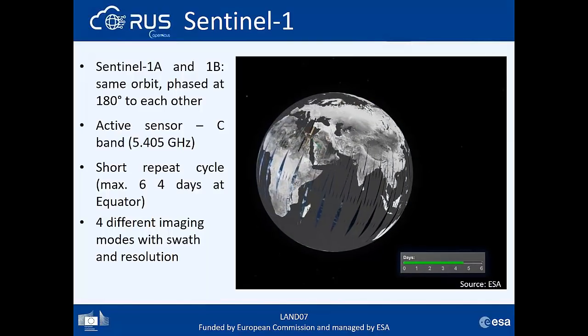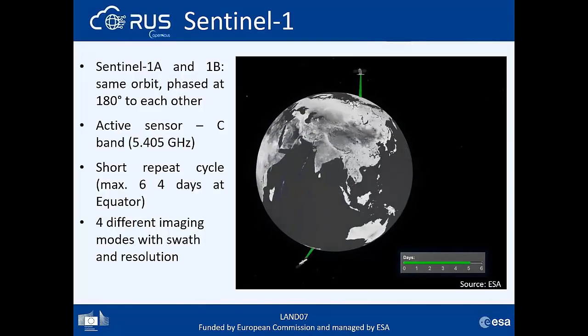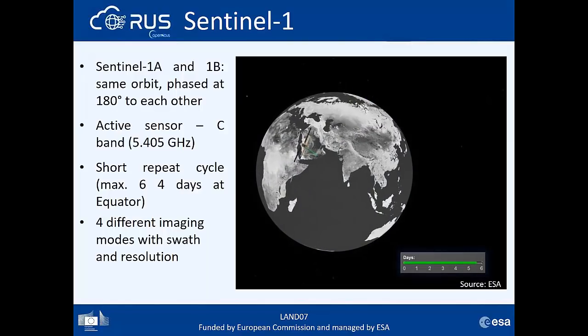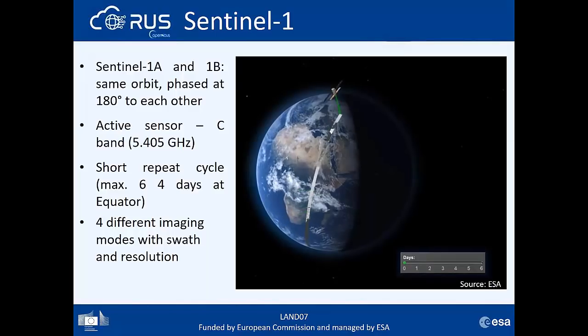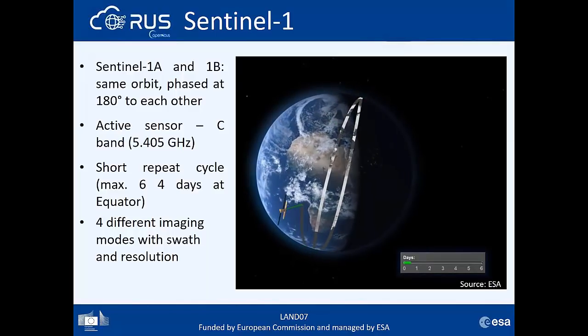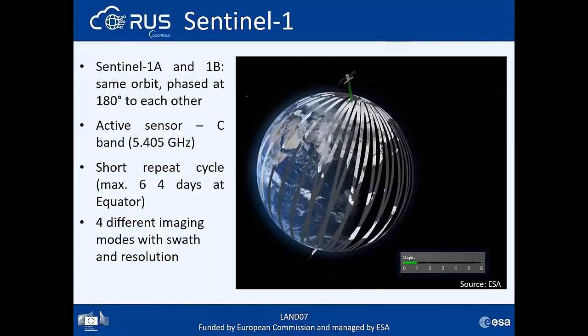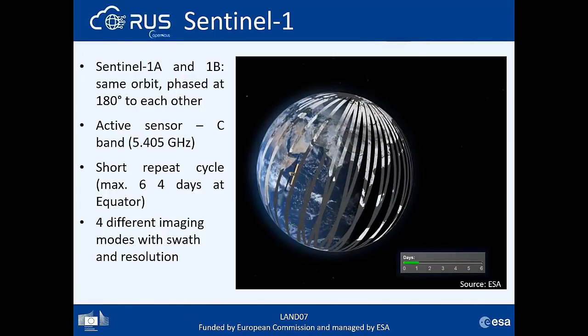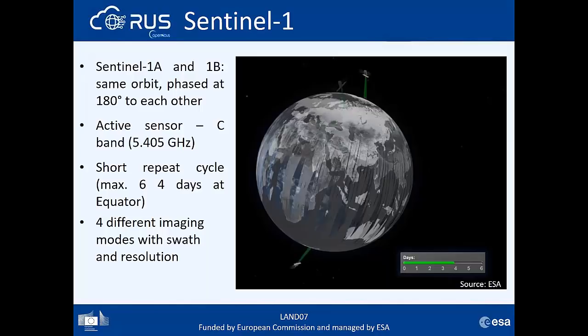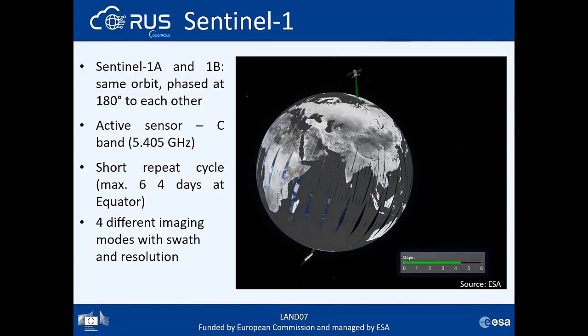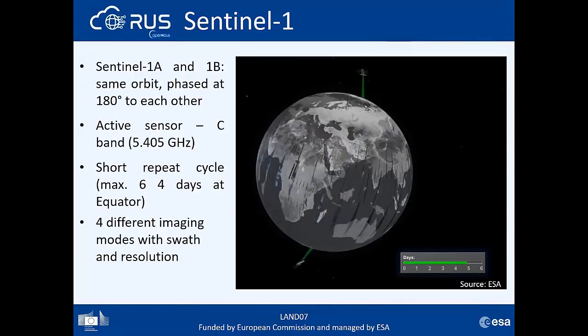The Sentinel-1 mission is formed by a constellation of two twin satellites phased at 180 degrees to each other. As I said, it is an active sensor that works on the C-band and provides data with a short repeat cycle with different imaging modes. You can see in this animation how the constellation of two satellites, Sentinel-1A and Sentinel-1B, orbits the Earth and provides data with very short repeat cycles. Maximum we can have 5 to 6 days at the equator. The more north or south you go, the more frequency you have of images.